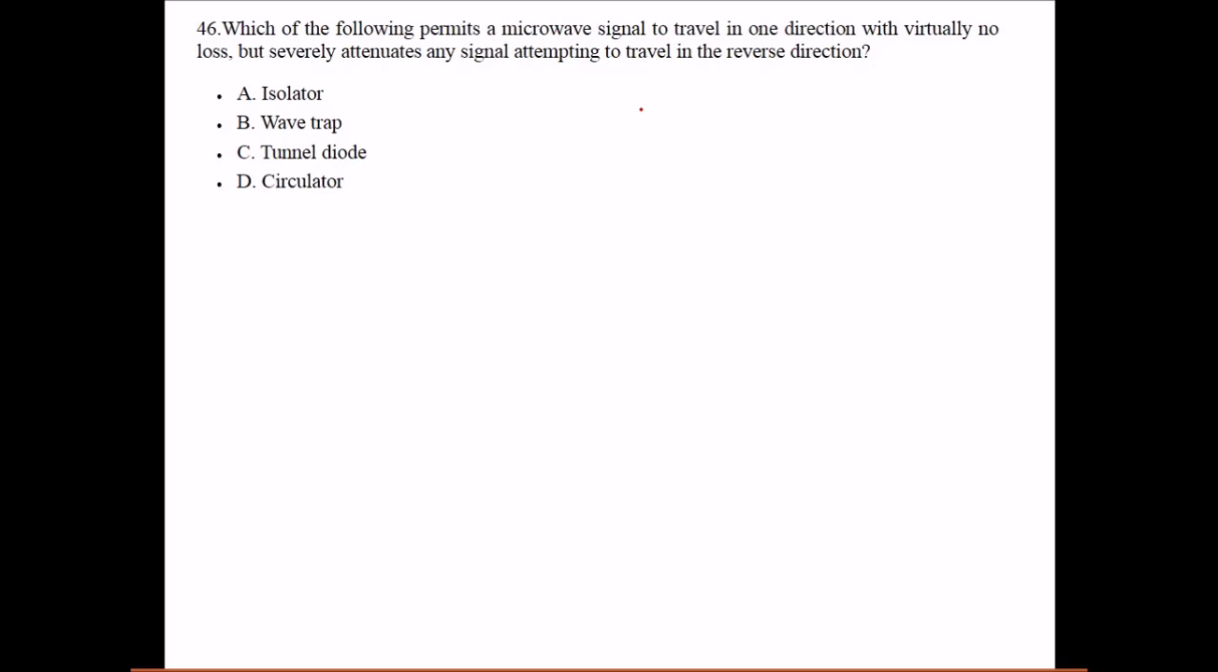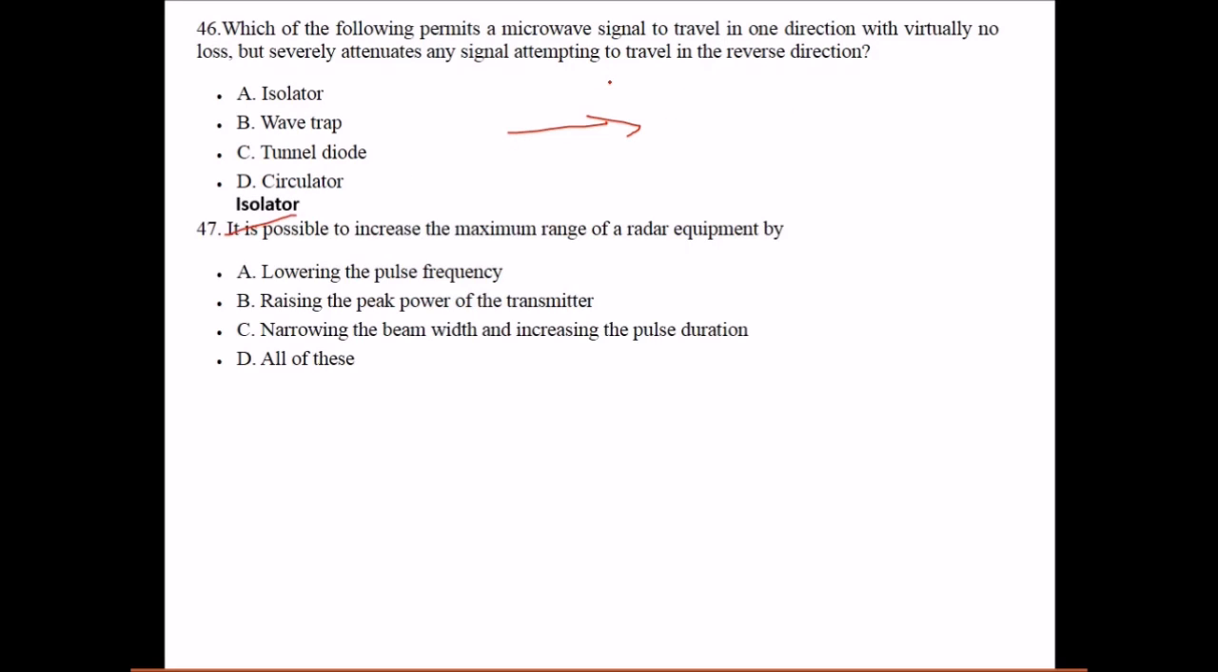So which of the following permits a microwave signal to travel in one direction with virtually no loss, but severely attenuates any signal attempting to travel in the reverse direction? It is isolator. So is it possible to increase the maximum range of a radar equipment by lowering the pulse frequency and all that? These options.